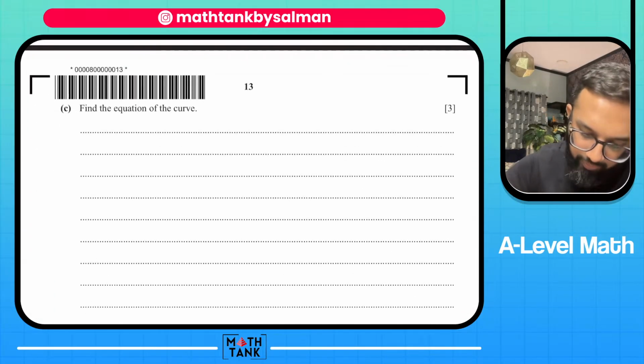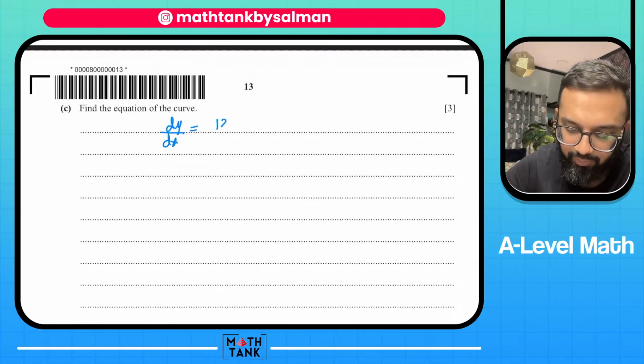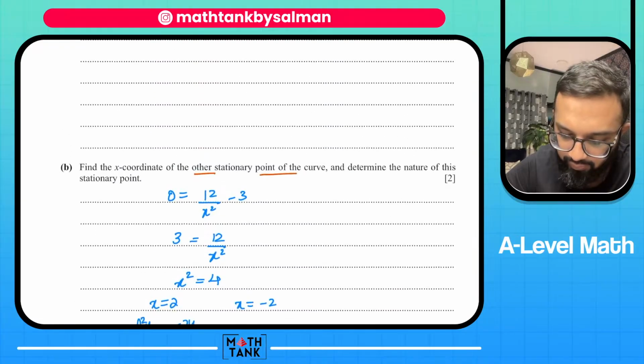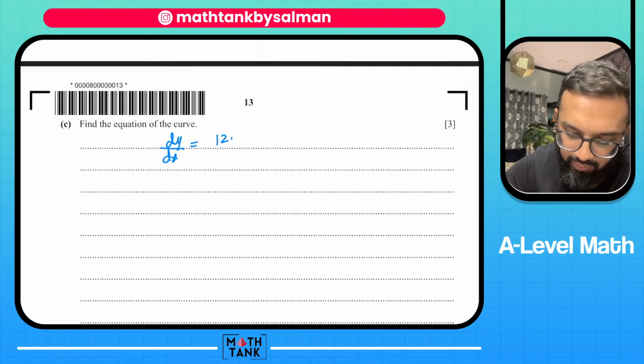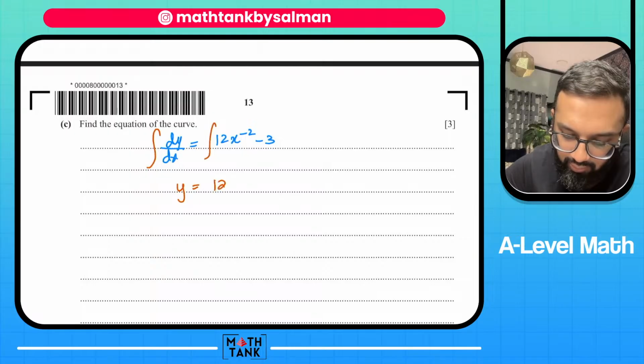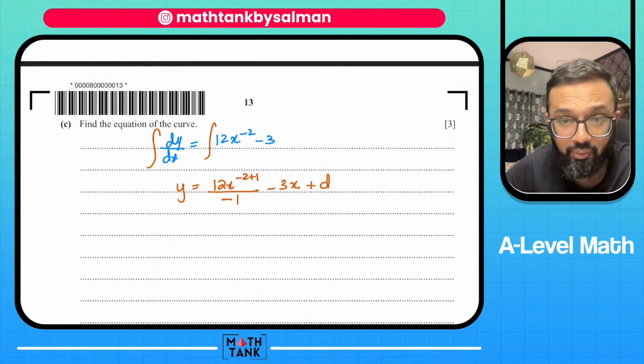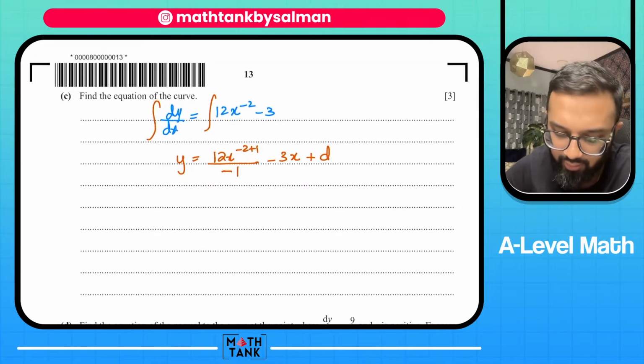Let's just find the equation of the curve. So I have dy by dx. Now you see all of these parts are dependent on what you got in the first go. 12 over x squared minus 3. So I'm going to write 12x power minus 2, minus 3. You increase the power and you divide by the new power. And then I'm going to call it d, another constant.